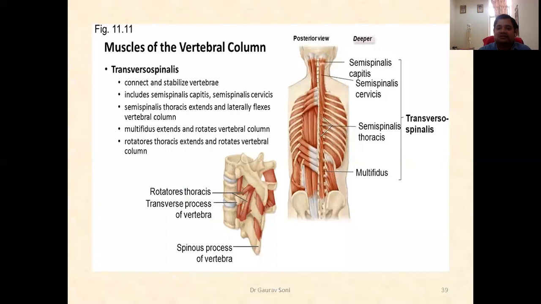Now you can see the diagram. You can see multifidus, then rotators arising from the transverse process and going towards the spinous process of each vertebra. So this will be the smallest one. Then semispinalis, these are small ones which come from one side to the other side only. So this particular group is known as transversospinalis: semispinalis, multifidus, and rotators.